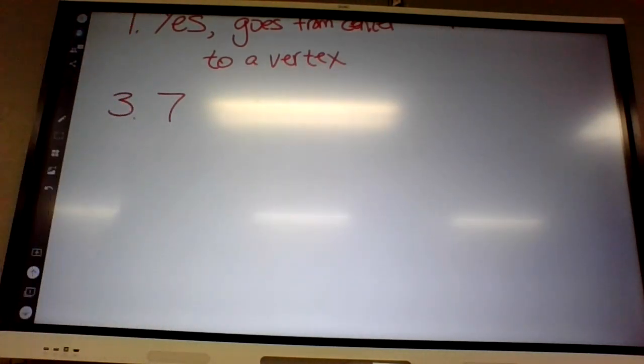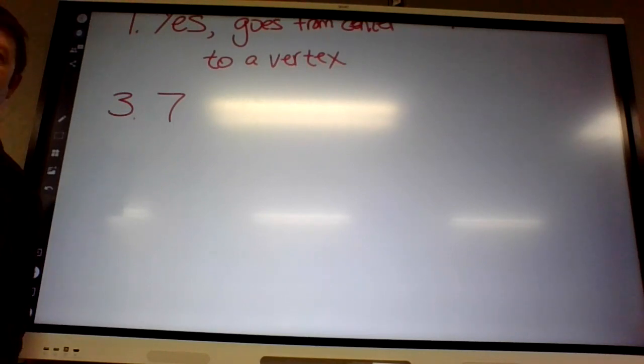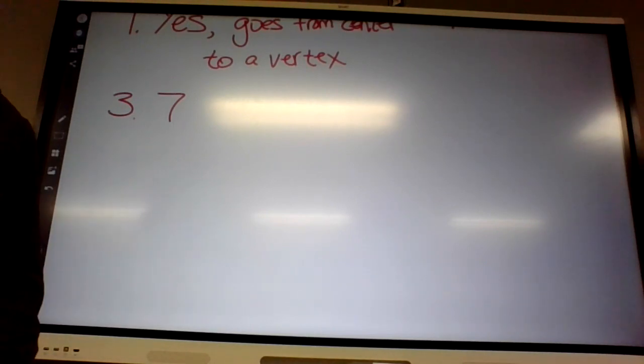So on 4, how could you find one of those central angles? Divide by 360 divided by the number of angles, right? It's split up into that many angles.